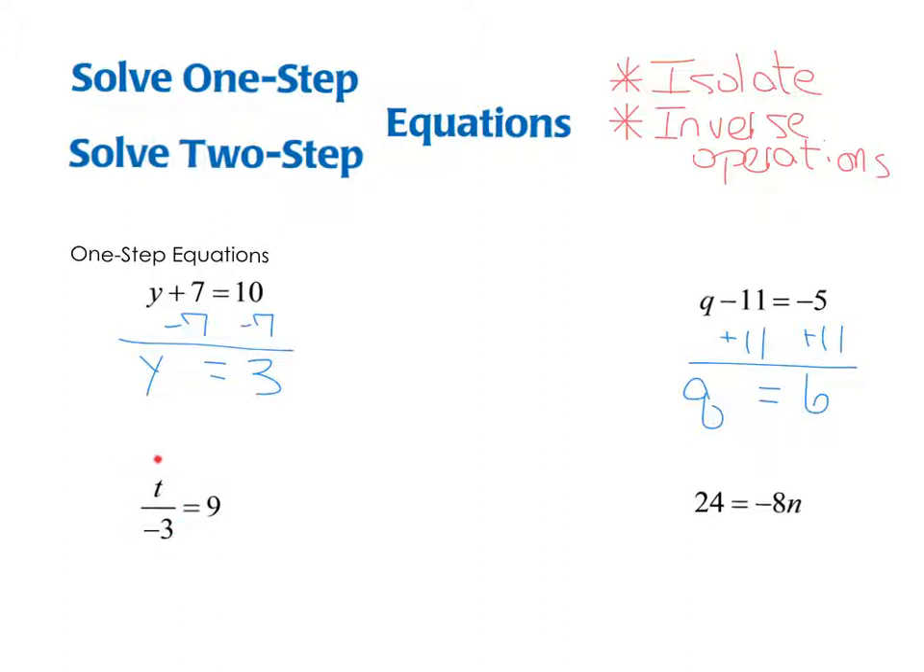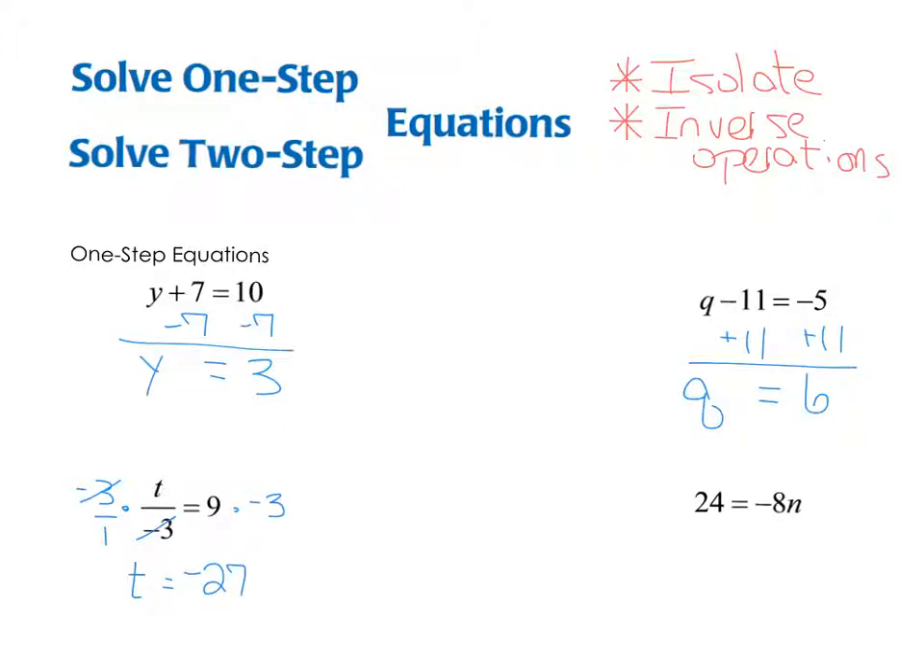Then we have one that tends to confuse people. We have this t over negative 3. That over, that fraction bar, that's a division bar. So this is t divided by negative 3. The inverse operation to division is multiplication. So I'm going to multiply the left by negative 3. I'm going to multiply the right by negative 3. This is really negative 3 over 1. Negative 3 in the numerator, negative 3 in the denominator cancel. They become 1. I'm left with t on the left. And 9 times negative 3 is negative 27.